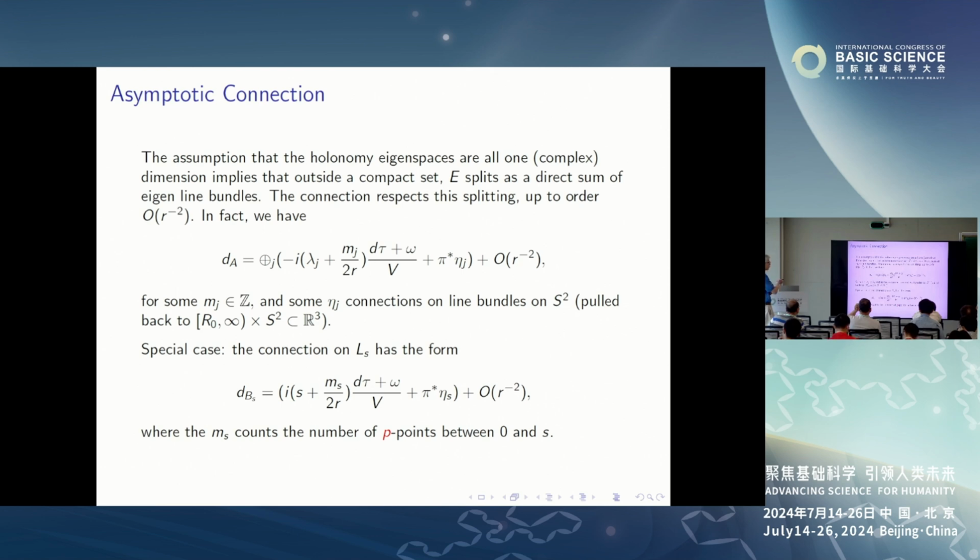It's a special case of this where the Lj is replaced by S. Okay, so that's somehow the important pickup from that. And that ms is just the number of p points between 0 and s on our bow.